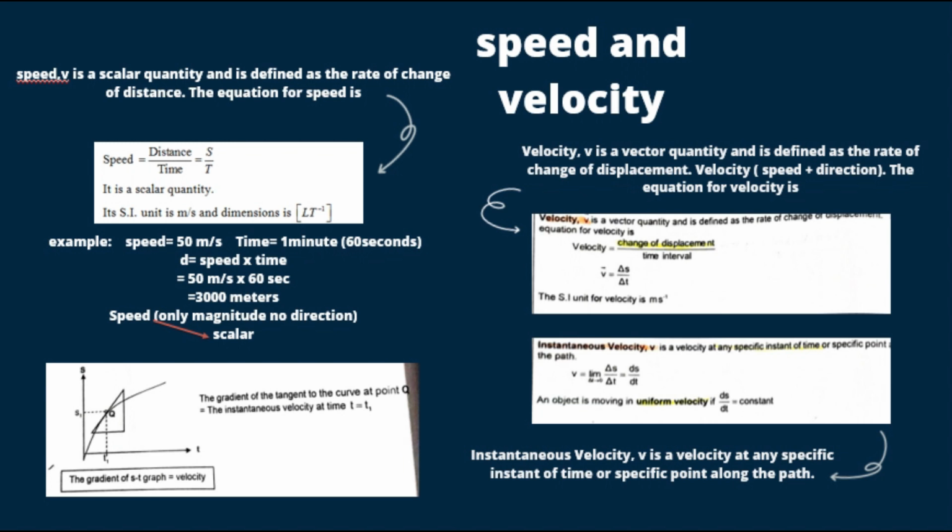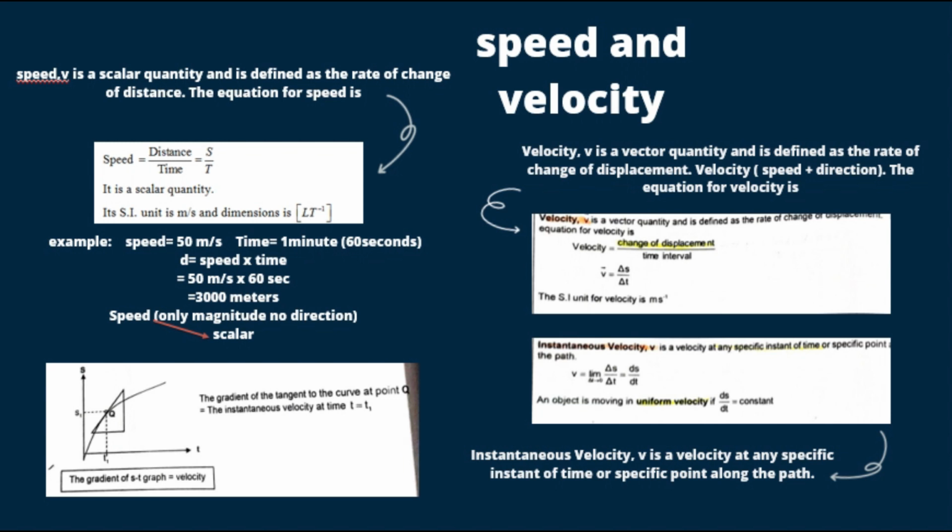So next, velocity v is a vector quantity and is defined as the rate of change of displacement. Velocity contains speed and direction. The equation for velocity is change of displacement over time interval. V equal to change of displacement over time interval. So the SI unit for velocity is meter per second.